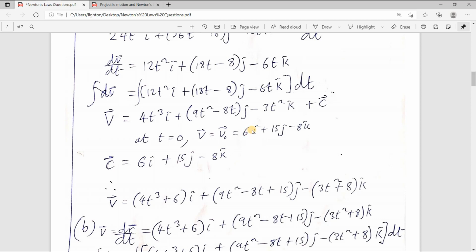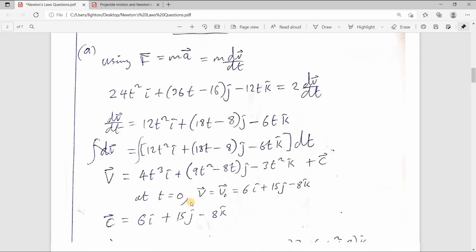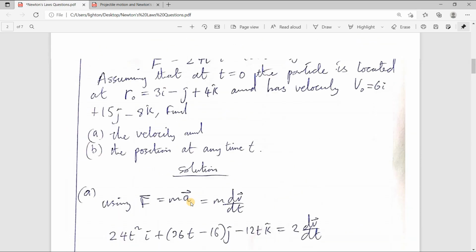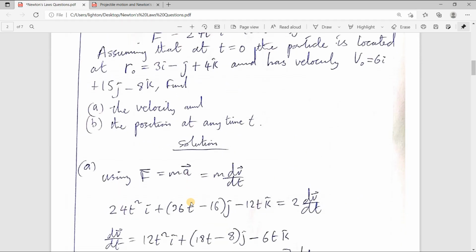You see this 6i will pair with this 4t to the power 3i. This 15j will pair with this part with the j. That's why we're having this. And this minus 8k hat will pair with this part with the k hat. And you're getting this expression. So this is the velocity. This is the velocity.